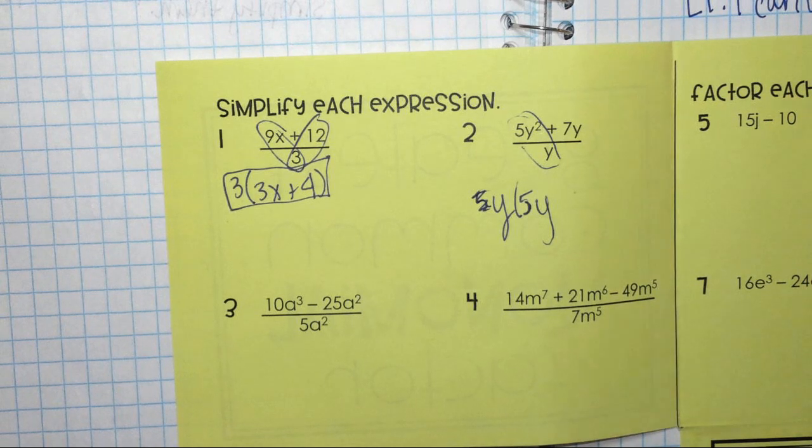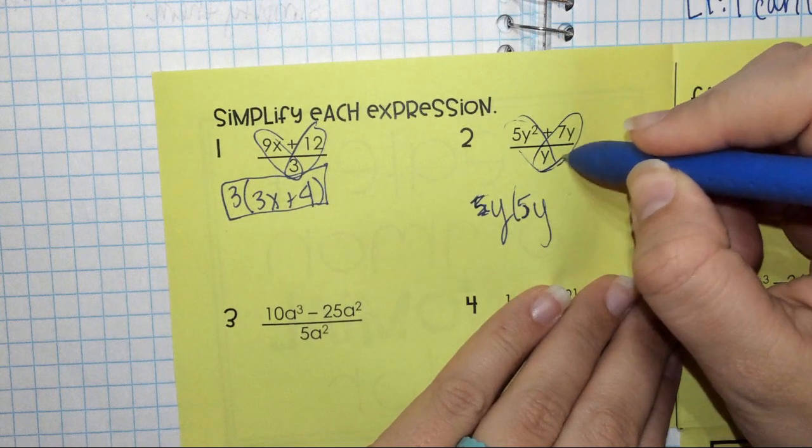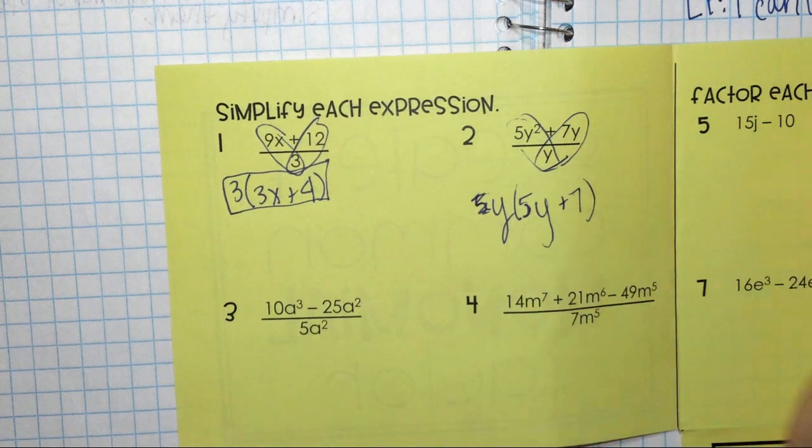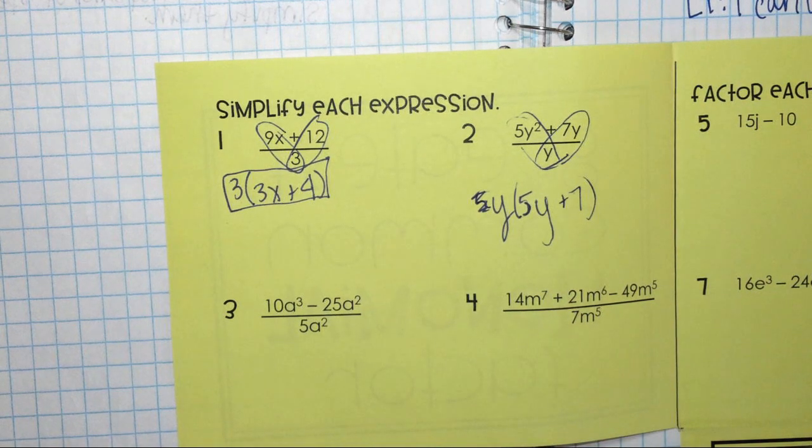Oh, don't put your 5y on the outside like I did. Y should be on the outside, and 5y should be on the inside. Alright, now I need to divide the other term. What is 7y divided by y? 7. Ta-da!